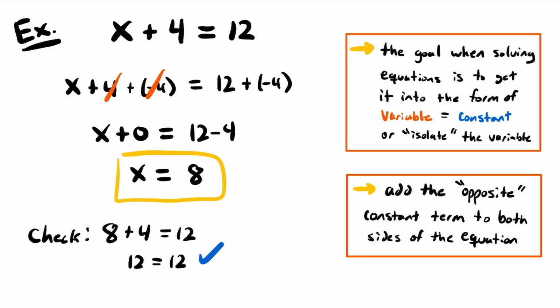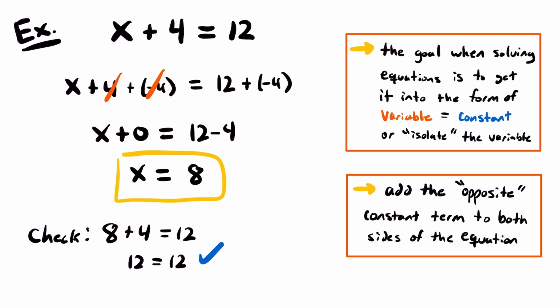If you have an equation of some variable plus a constant equal to a constant, you can solve that equation by identifying the constant term being added to the variable and then add the opposite of that constant term to both sides of the equation.